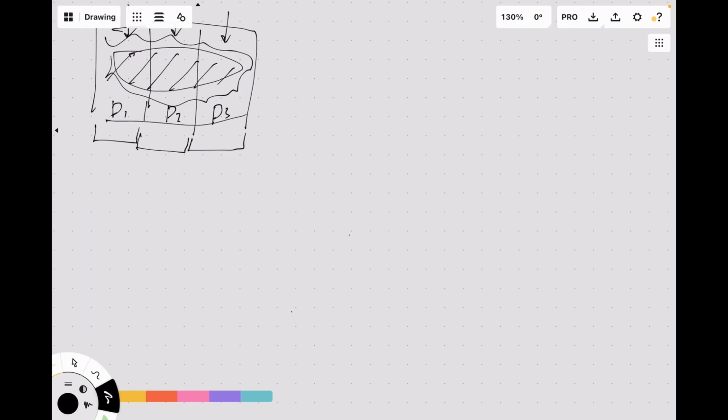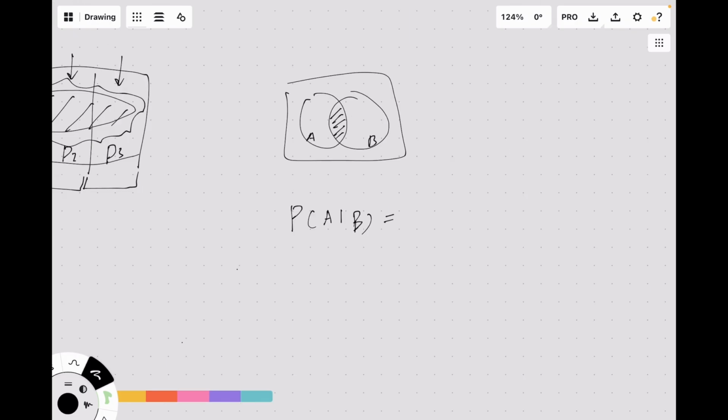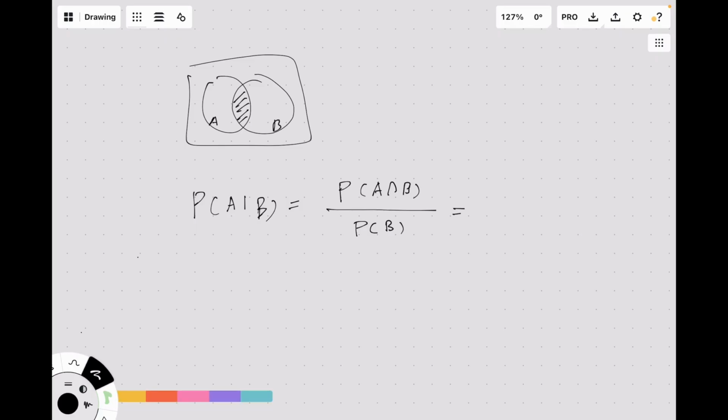Because for conditional probability, there is a whole set and there's A and B. And this gray area is actually denoted as the probability of A given B. The probability of A given B was defined, as you could see according to the Venn diagram, as the probability of A intersect B over the probability of B. Is that right? Yeah, because the probability of A intersect B is this area, and the probability of B is the area of B, right?